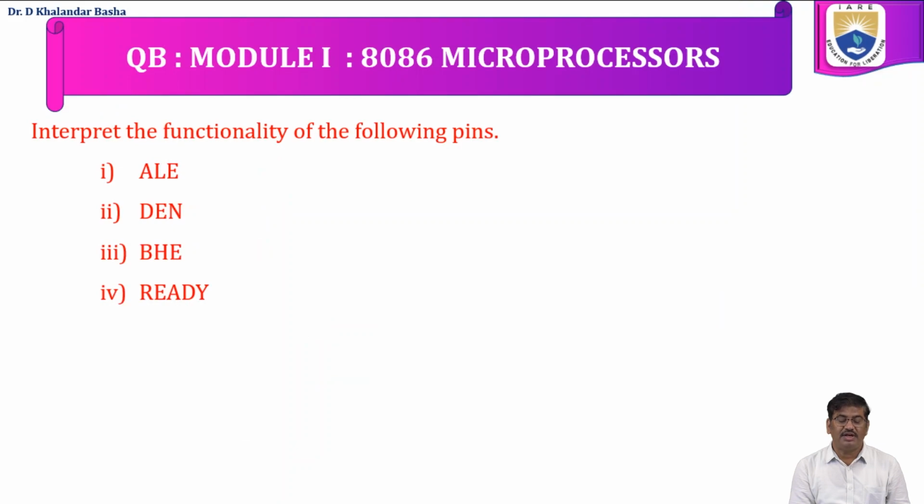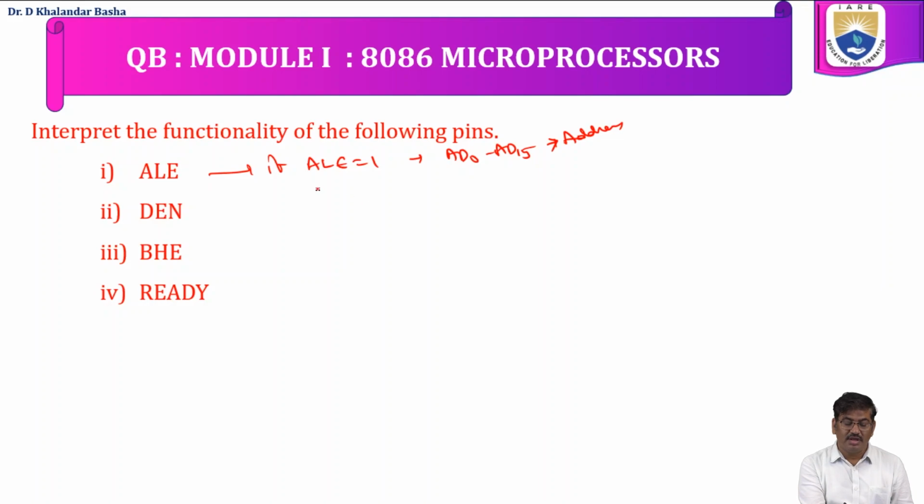Next, interpret the functionality of the following pins. ALE stands for address latch enable, where this pin will distinguish whether AD0 to AD15 consist of address or data information. If ALE is equal to 1, AD0 to AD15 will contain the address information. If ALE is equal to 0, then AD0 to AD15 will contain the data information.